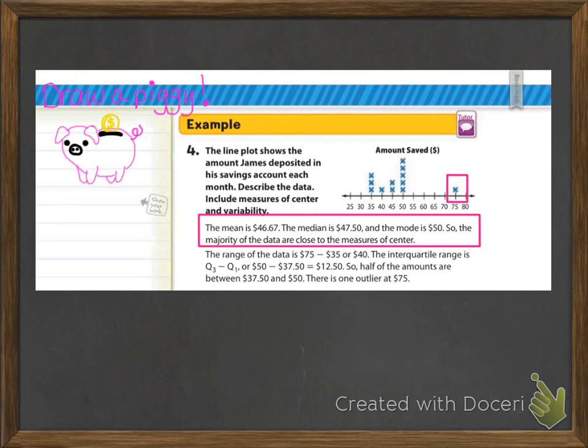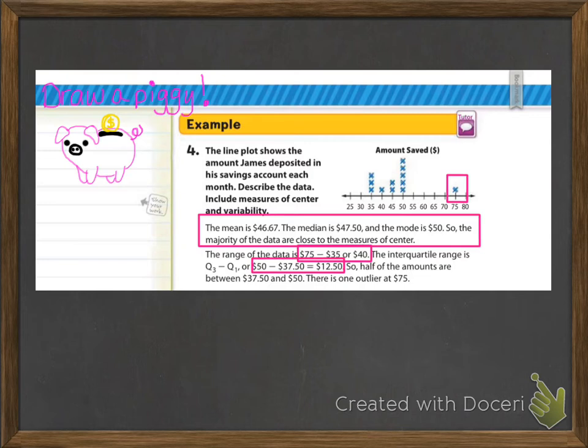Okay, now, measures of variability talk about giving me the range, Q1, Q3, IQR, outliers if there are any, and so forth. So you can see here they gave us the range. So they took the biggest number, which was 75, minus the smallest number, which is 35, and they got 40. They did the IQR, so Q1 was 50, and Q3 was 37.50, excuse me, and they ended up getting $12.50 for our IQR.